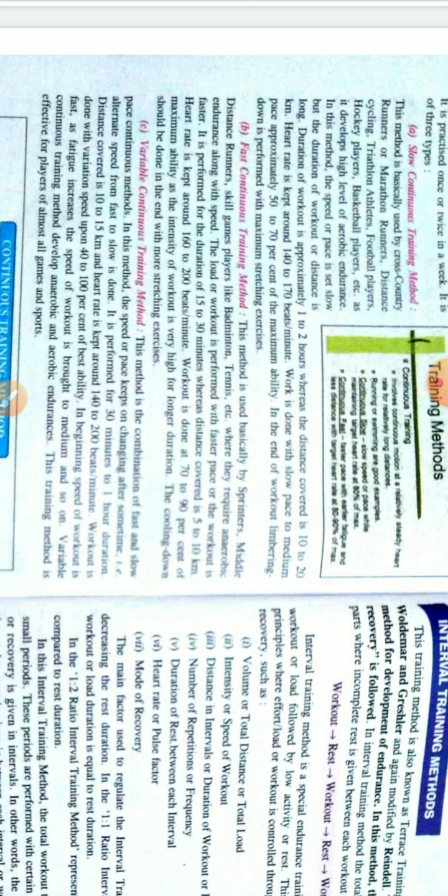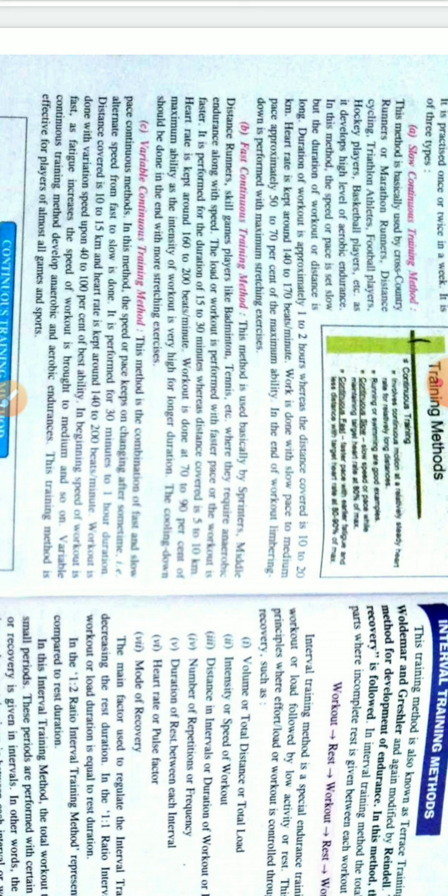In fast continuous training methods, the workout is performed with fast speed, and the duration of training is approx 15 to 30 minutes, and the distance is 5 to 10 kilometers. Okay, fast continuous training methods means doing the activity fast, and the distance is medium, approx 5 to 10 kilometers.